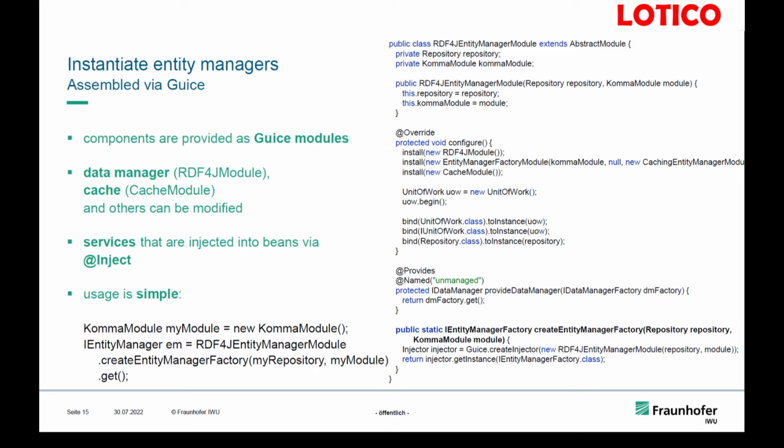But you can imagine that the RDF4J module or the cache module can simply be replaced by a Jena module, for example, or by using another cache module. We are currently using Guava for caching, but you could also use Infinispan or something like this. And using Guice also allows you to inject services into your beans just by using the @Inject annotation on your bean methods or your behavior fields, for example.